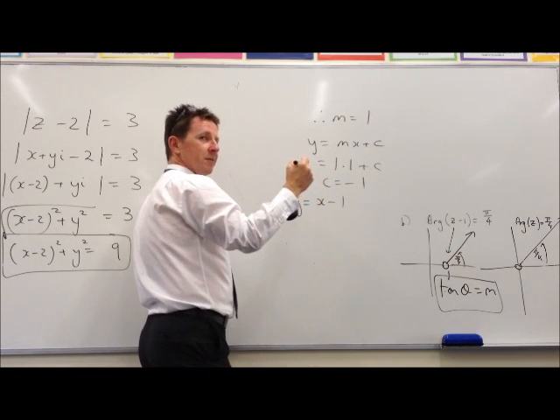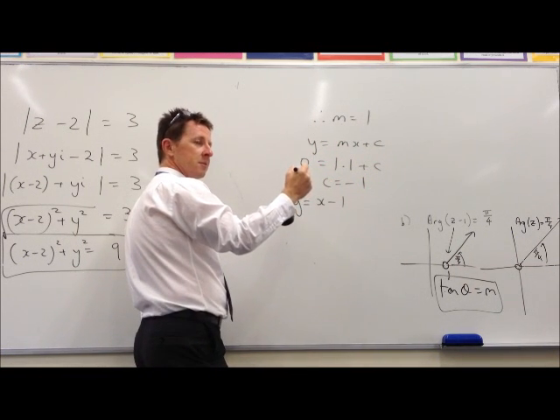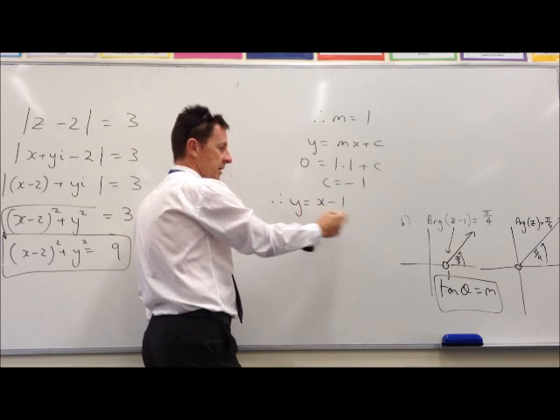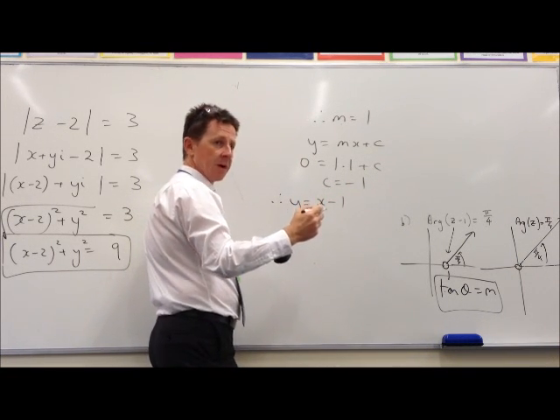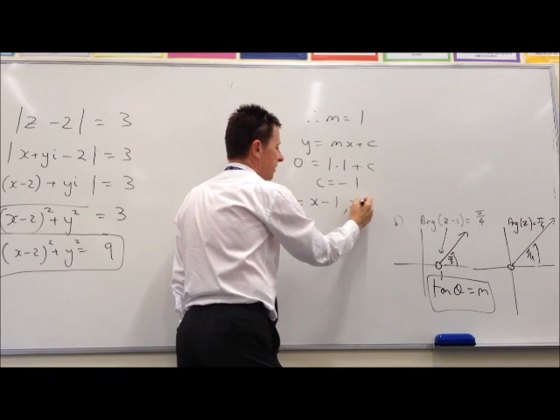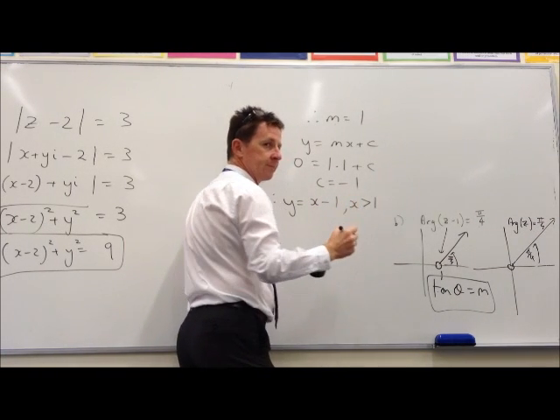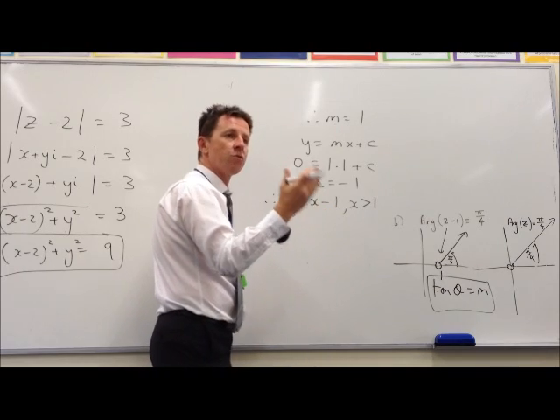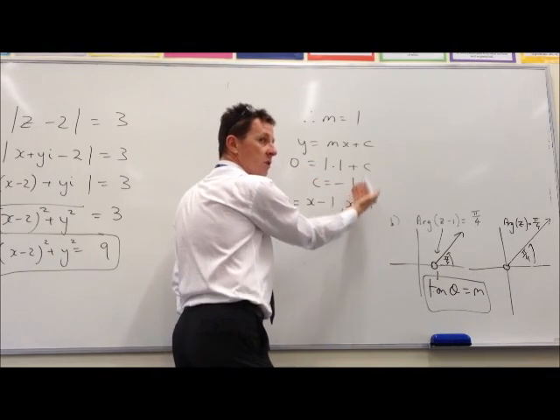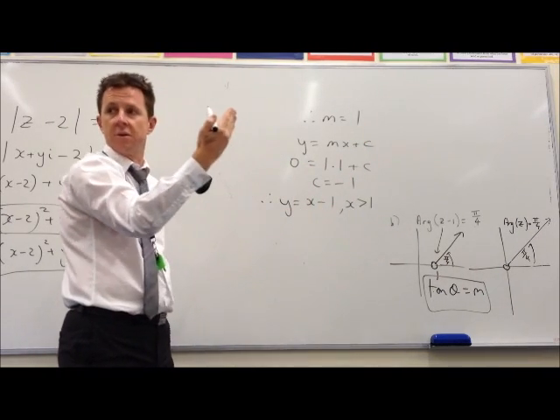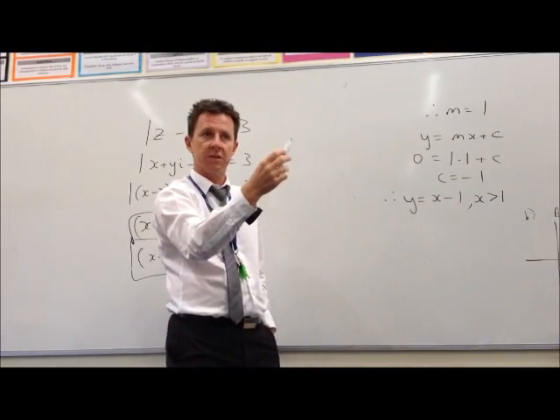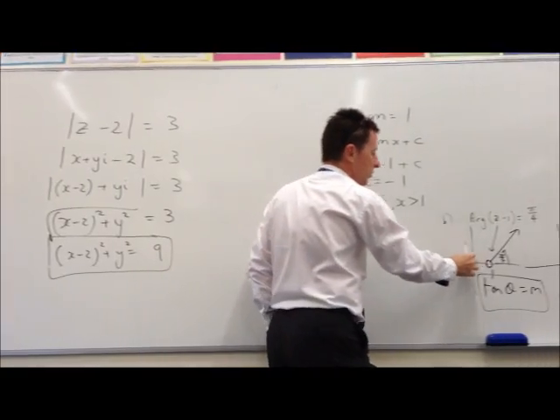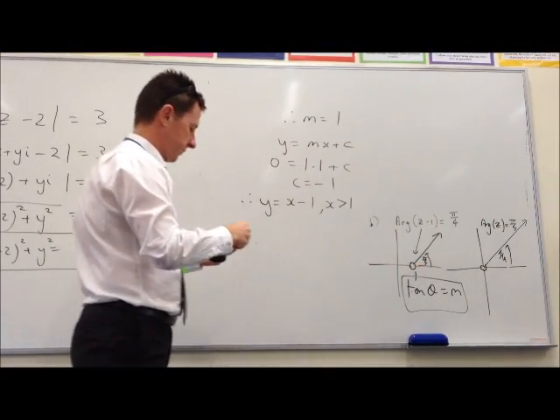Is that it? Done? Is that the equation? Does that show me that? Limit the domain. Well done. X is bigger than 1. Because it's a ray. If you only put it that way, it's a line, which means it goes both ways. So you find your equation, y equals mx plus c, and you put your little domain restriction in.